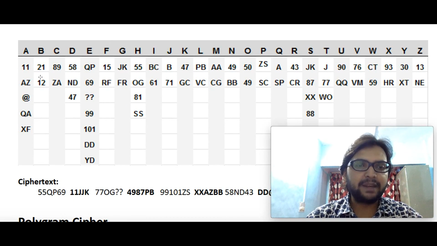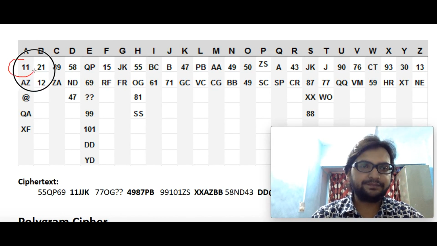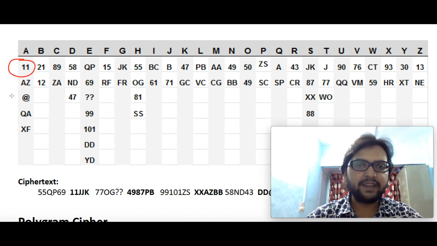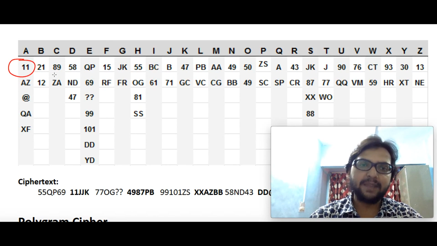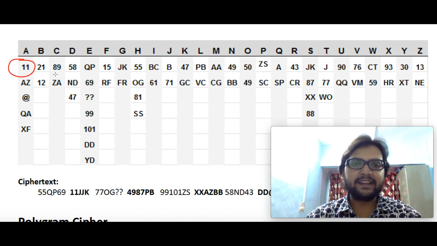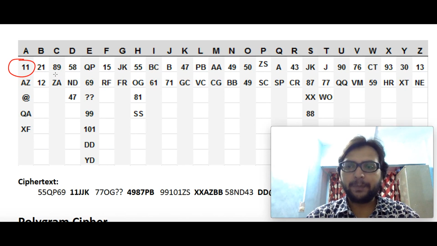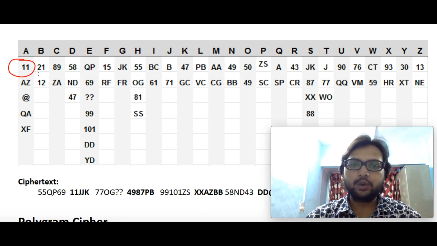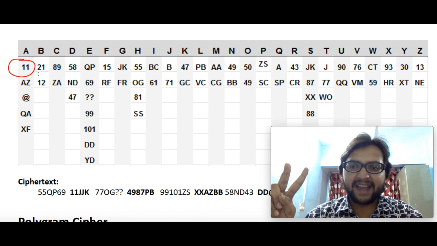Here we have multiple mappings. For A we have one number. Then the same way for B we also have some numbers present here. For C we have some numbers or some alphabets. So what we are basically doing here is, instead of replacing one alphabet with a single other alphabet, we are going to use alphabets, special characters as well as numbers for each and every alphabet.